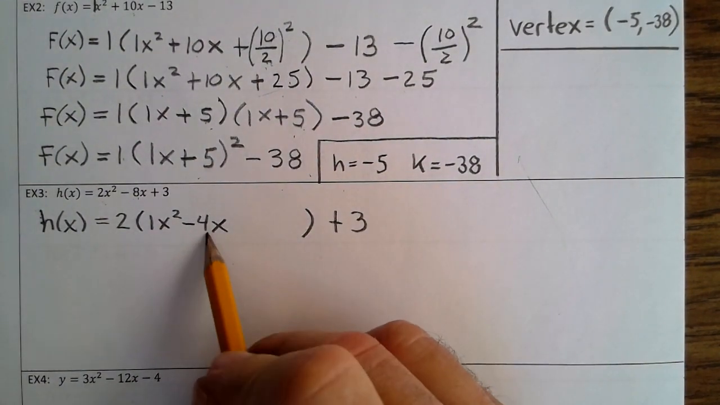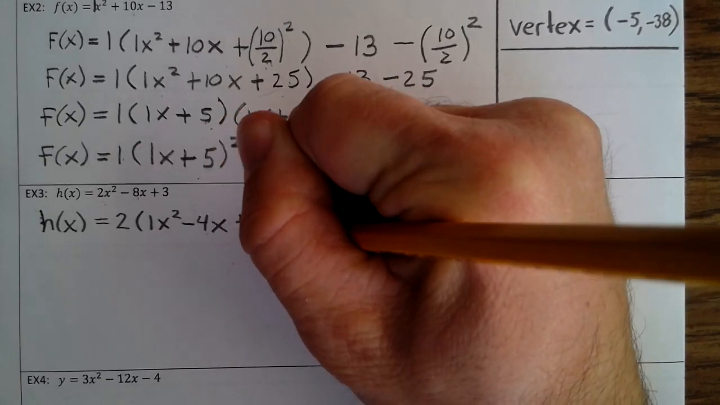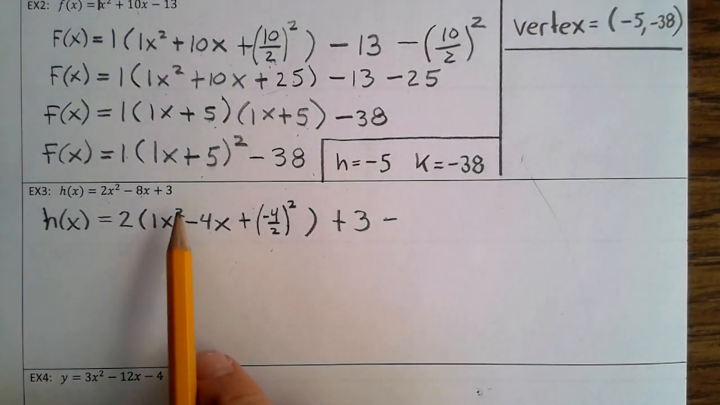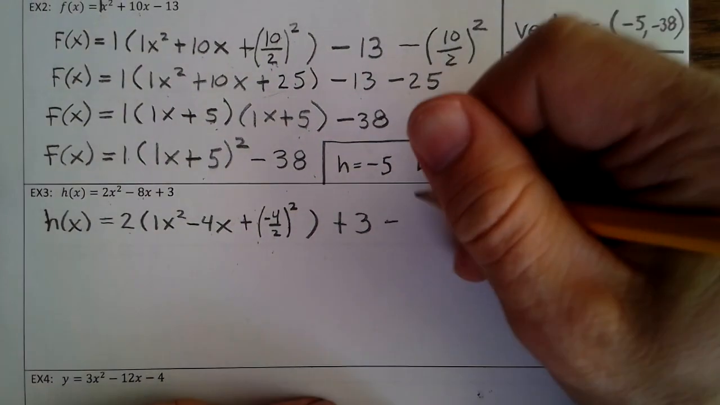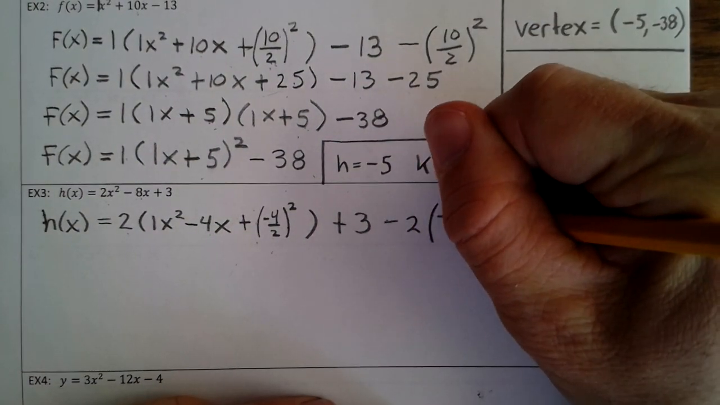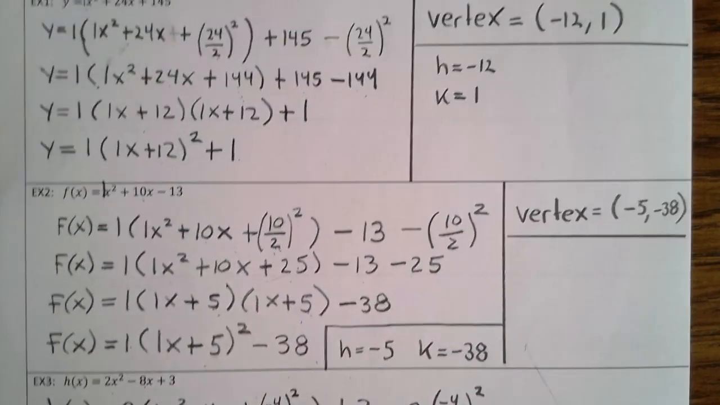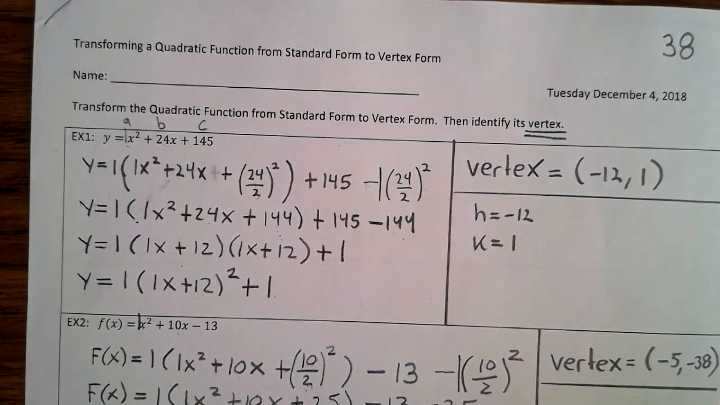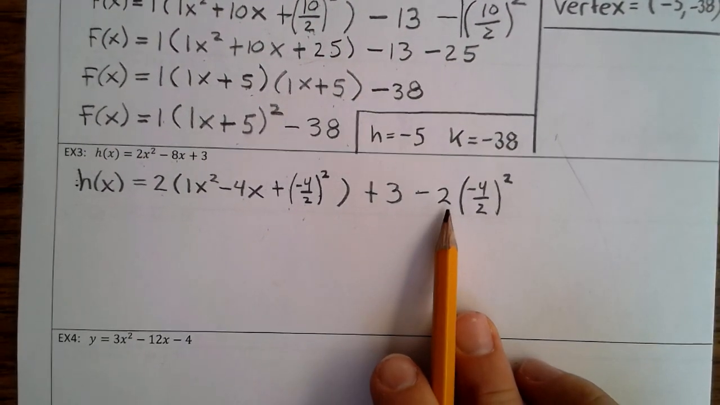Now, we take the b value divided by 2, so plus negative 4 divided by 2 squared. But if you add it, you have to come out here and subtract it. But it's not just subtracting that, because you have to multiply it by 2. So we're actually subtracting 2 times negative 4 divided by 2 squared. Now in the previous problems, technically you were multiplying this by 1, but it didn't matter because the 1 was on the outside. Now that there's a 2, the 2 matters, so you have to multiply it by the 2.